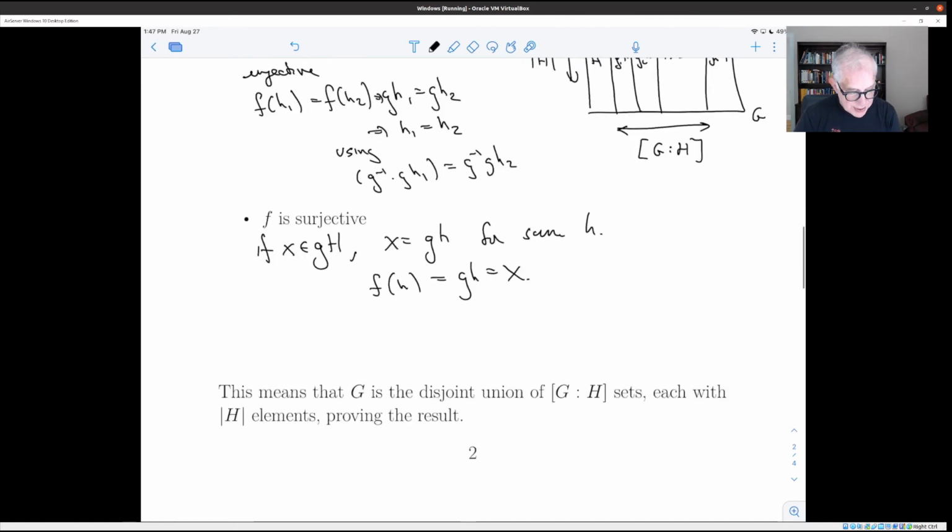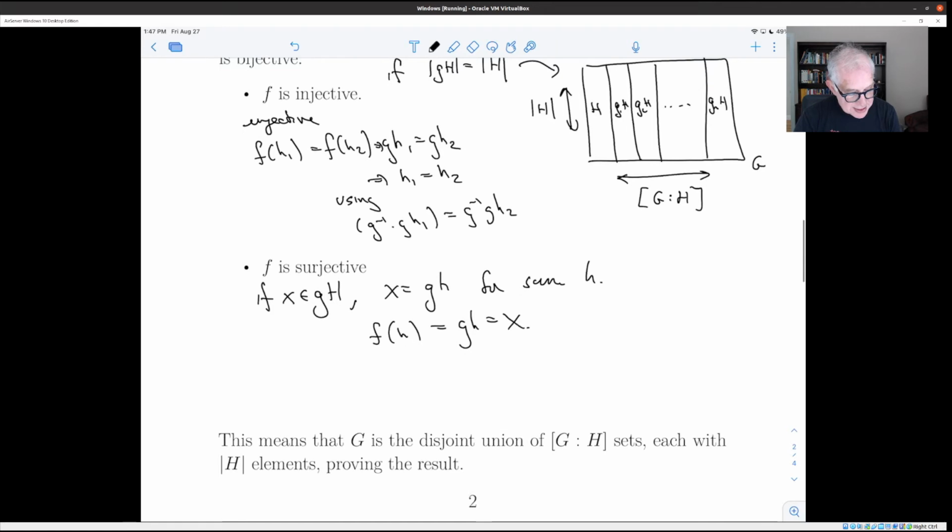And so the group is the disjoint union of these sets, the cosets, and each coset has the same number of elements, namely the number of H elements. And so the total number of elements is the size of the rows times the size of the columns in my picture, or the order of H times the order of G over H.